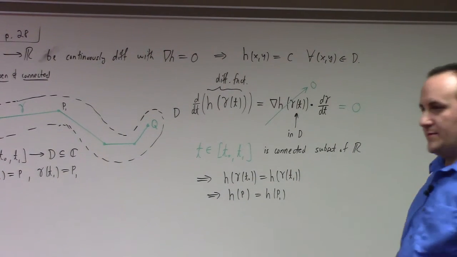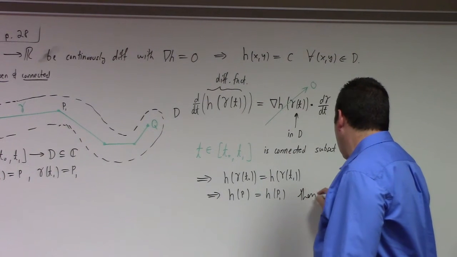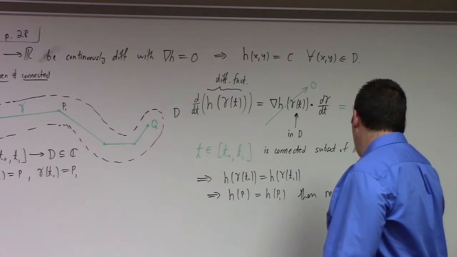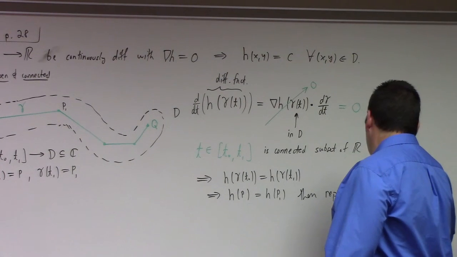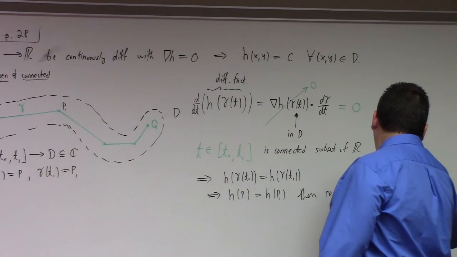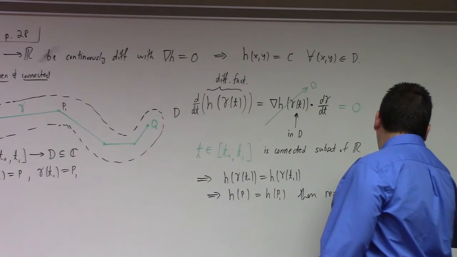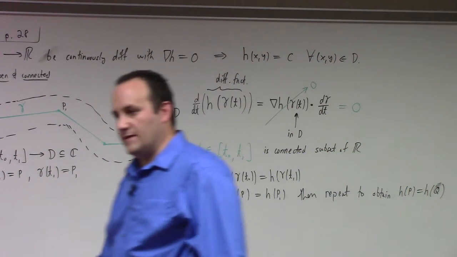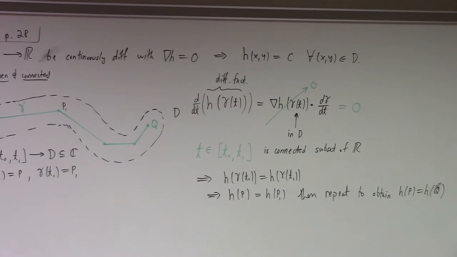And then you just repeat this argument on each segment. Right, but P and Q are arbitrary, so that shows that H is constant on the domain. This is a pretty standard argument. I would probably show it to Calc 3 if I don't forget. Okay, so there you have it. That's what's on the final, so you know.